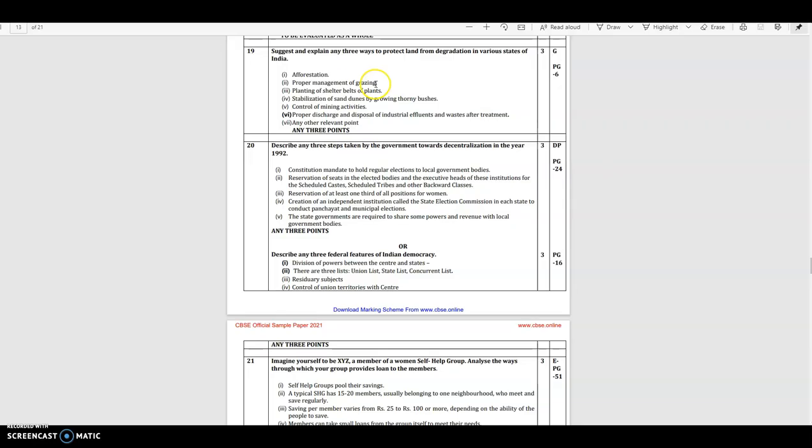Afforestation, proper management of grazing, planting of shelter belts of plants, stabilization of sand dunes by growing thorny bushes, control of mining activities, proper discharge and disposal of industrial effluents and waste after treatment. And you have to write any other relevant point related with this question. Any three ways to protect land from degradation in various states of India. This is on page number 6 of our geography chapter.